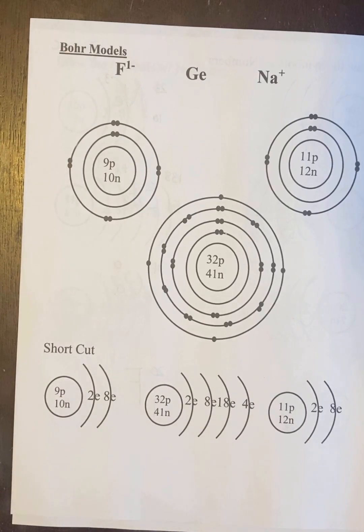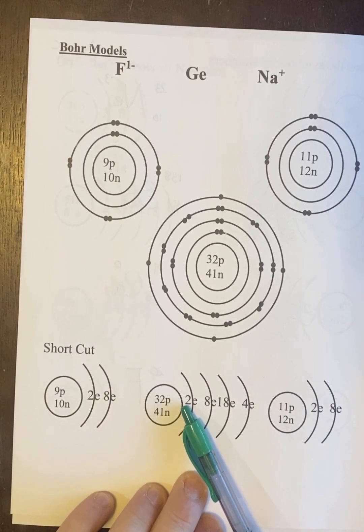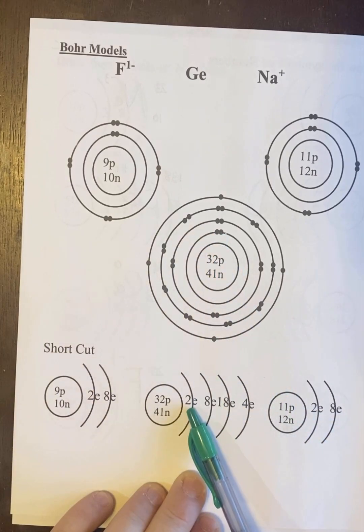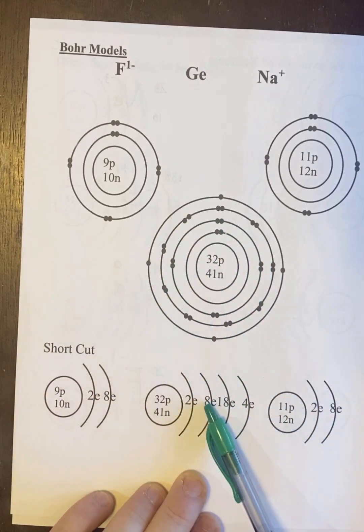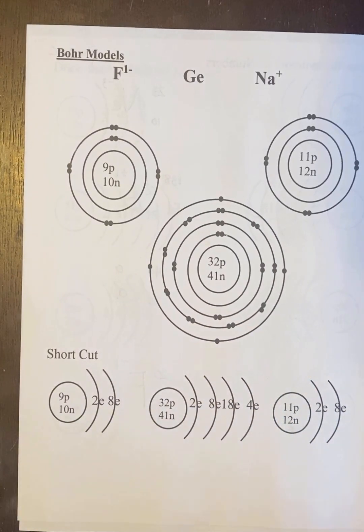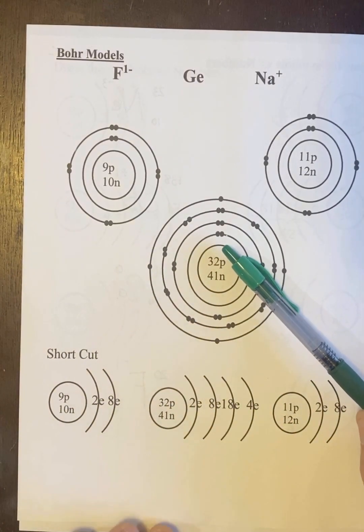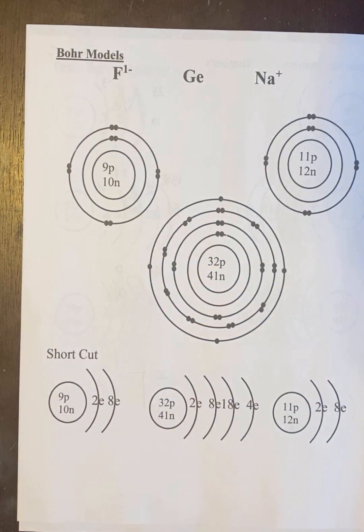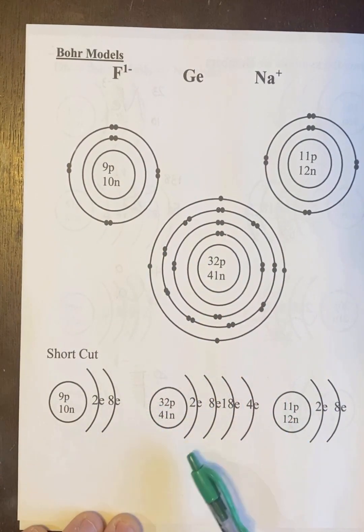But suffice it to say, if you look at Ge and you look at the first orbital, which is the innermost, there's 2 dots, hence the 2 electrons. The next one's going to have 8 dots. The third one should have 18 in it, and the fourth one should have 4 in it. So if you were ever given a Bohr model like this, you should be able to at least count the electrons in each orbital and know how many there are. So if you wanted to draw it out like this, you could do it.